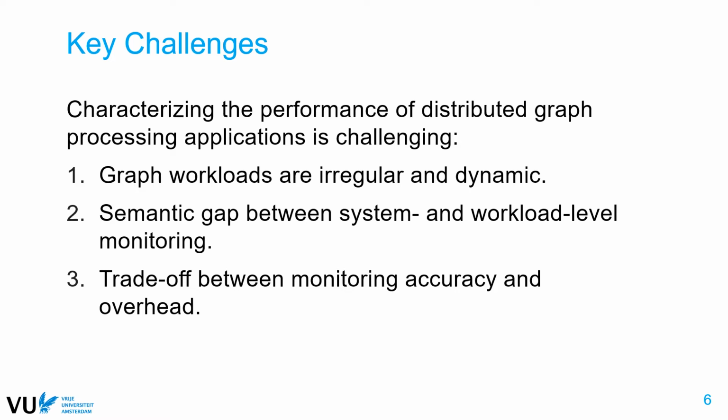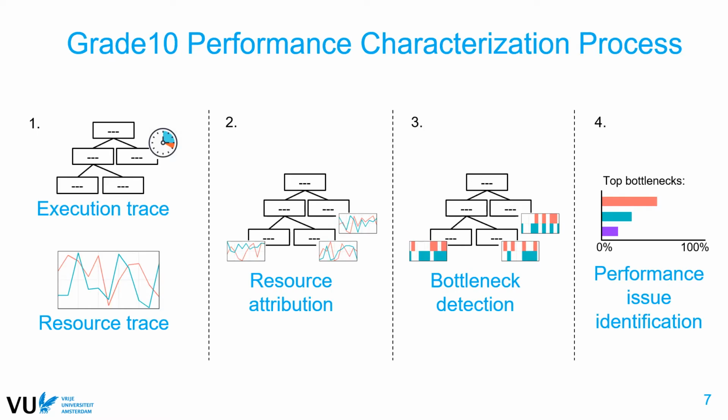To address these challenges, we propose Grade10, a framework for performance characterization of distributed graph processing applications. So what does performance characterization using Grade10 look like? In short, Grade10 collects performance information from the execution of a particular graph application and analyzes this information to identify bottlenecks and other performance issues. Grade10's performance characterization process can be split into 4 key steps. The first step is data collection.